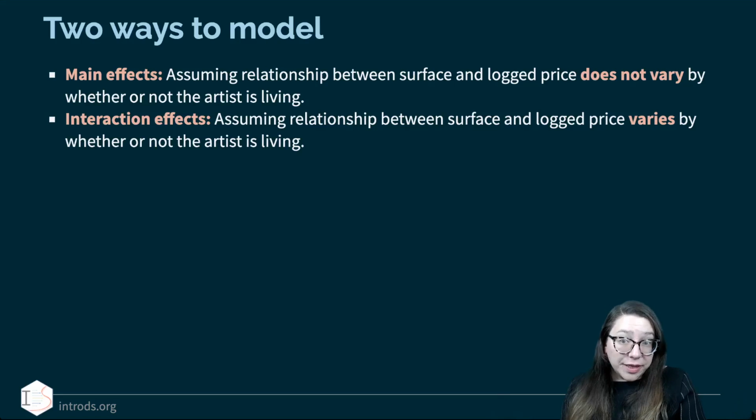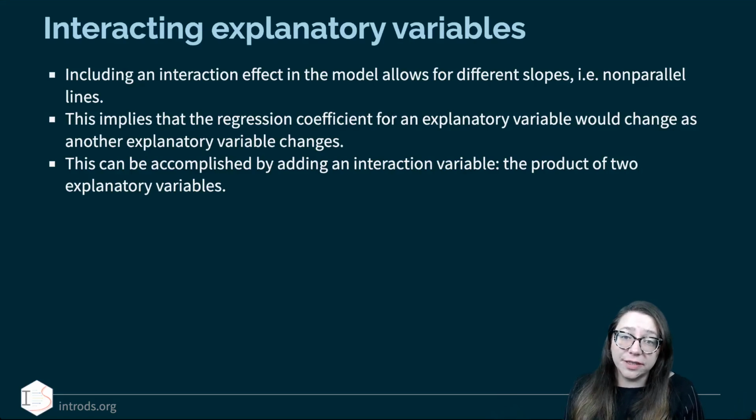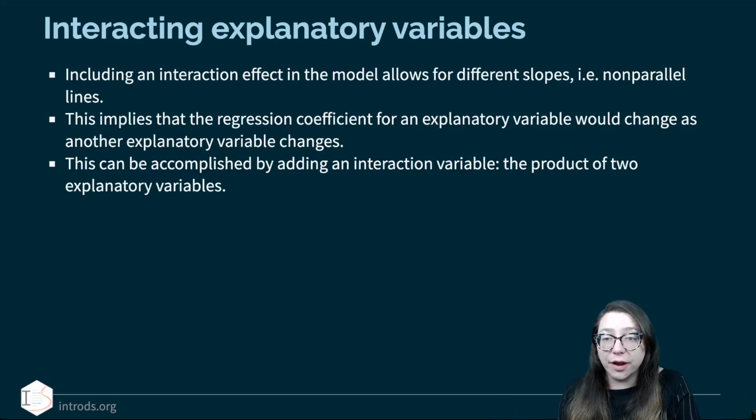So we have, again, two ways to model this. Main effects, which would assume that the relationship between surface and log price does not vary by whether or not the artist is living. And interaction effects, which assumes that the relationship between surface and log price does vary by whether or not the artist is living. So including an interaction effect in the model will allow for different slopes, so non-parallel lines. This implies that the regression coefficient for an explanatory variable would change as the other explanatory variable changes. This can be accomplished by adding this interaction variable, which is genuinely the product of these two explanatory variables.